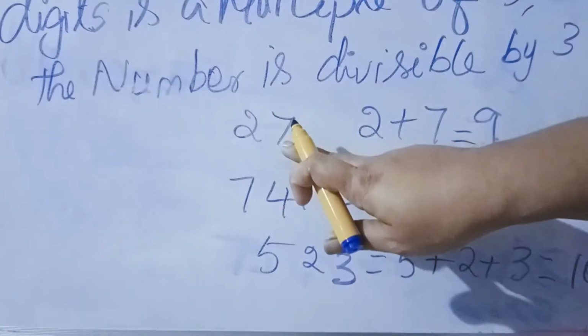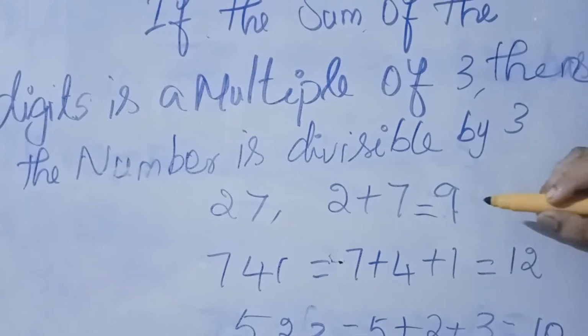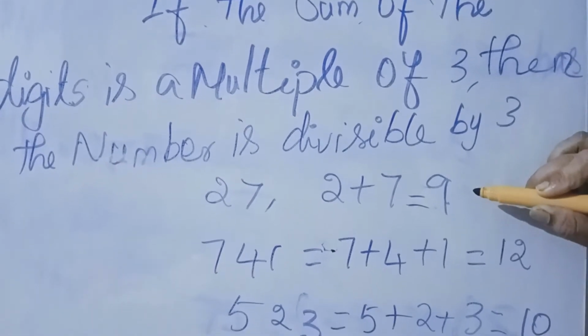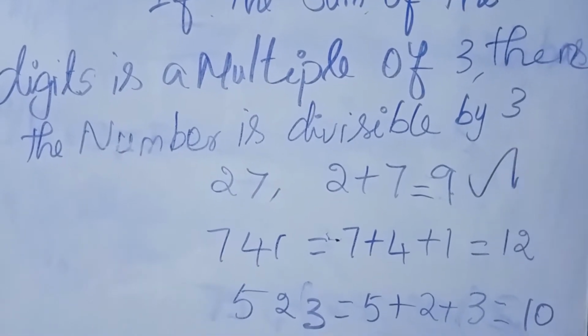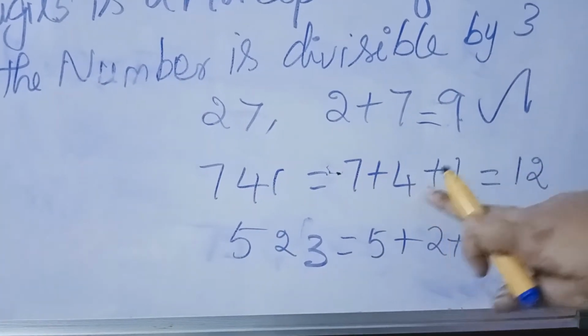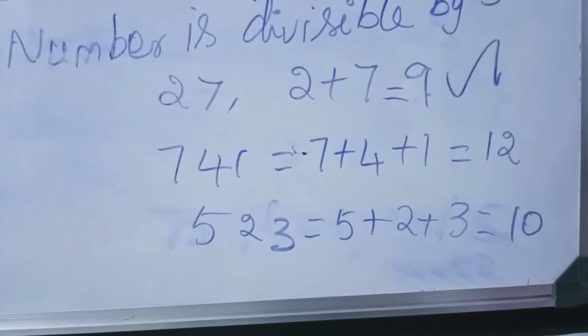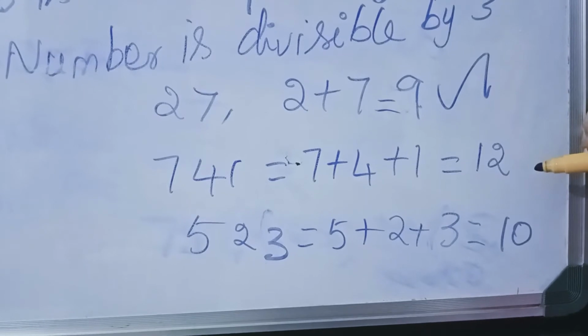We have to add these digits. 2 plus 7 equals 9. Yes, it is a multiple of 3. So it is divisible by 3. Now 741. 7 plus 4 plus 1 is 12. 12 is a multiple of 3.